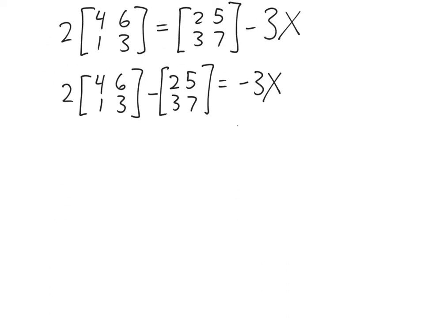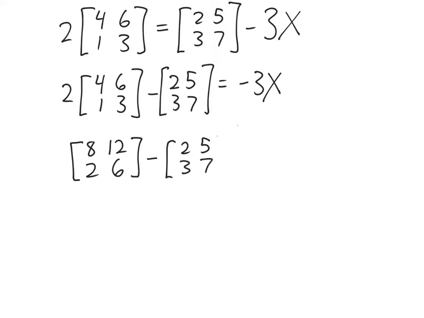Now, in order to combine these two, I need to get rid of this constant here. So I'm going to multiply this constant into this matrix, and if you multiply a constant into a matrix, all you do is multiply every piece of the matrix by that constant. So this is going to be 2 times 4, which is 8, 2 times 6, which is 12, 2 times 1, which is 2, 2 times 3, which is 6, and we're going to subtract that with the matrix [2, 5, 3, 7]. And this equals negative 3X.